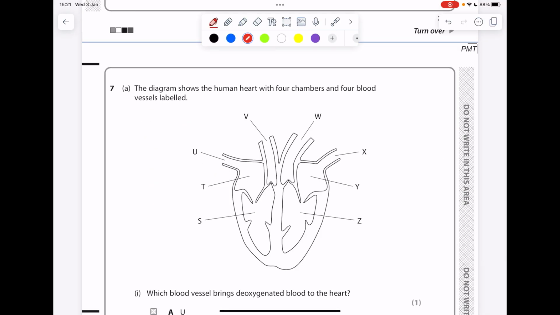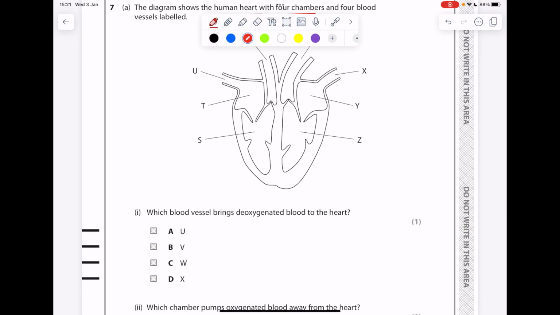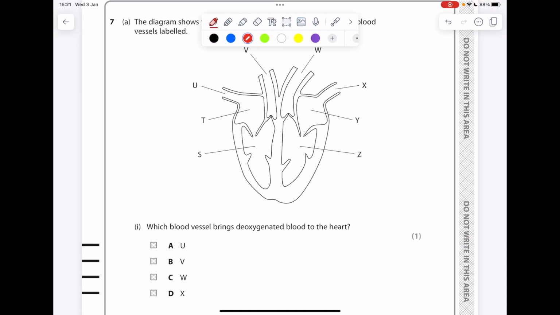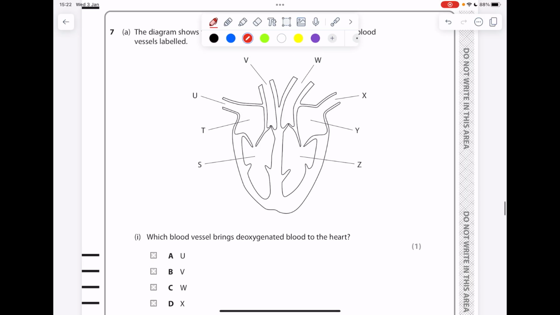The diagram shows the human heart with 4 chambers. Which blood vessel brings deoxygenated blood to the heart? So remember, let's just have a look at blood flow. This is coming from the lungs. That's going to the body, and it is oxygenated because it is the left side.